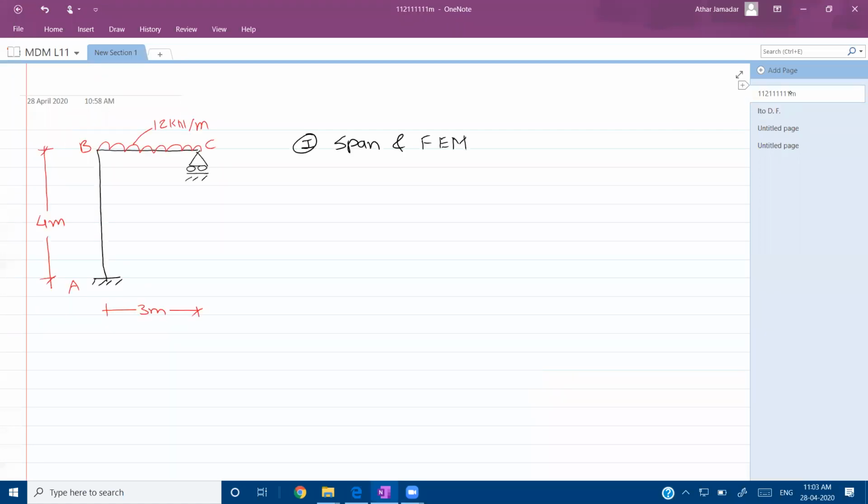So today's lecture is about analysis of sway type portal frame. All the portal frames which we have seen previously are the non-sway type portal frames. That means horizontal displacement is restricted. So this is the example of a sway type portal frame.